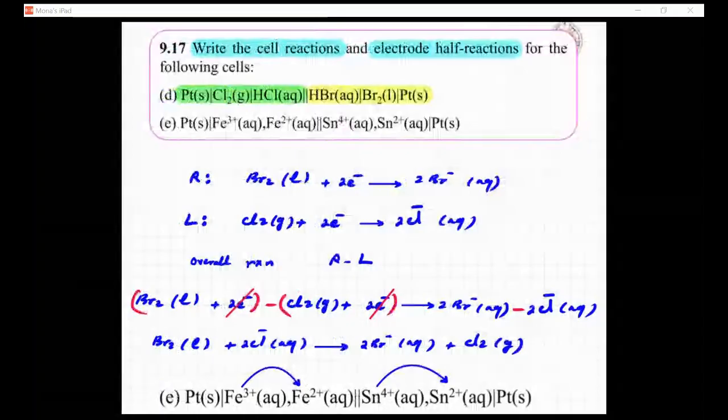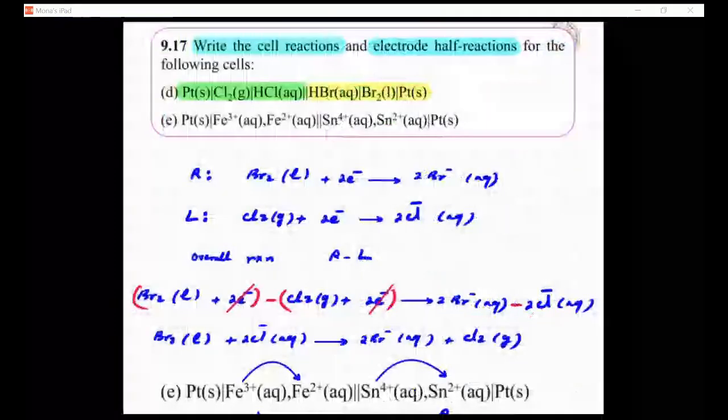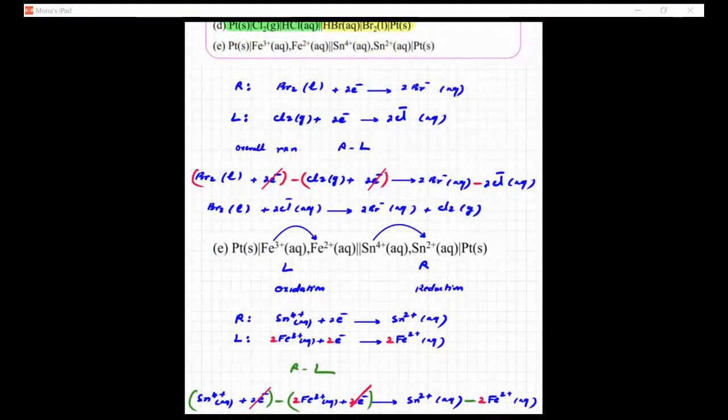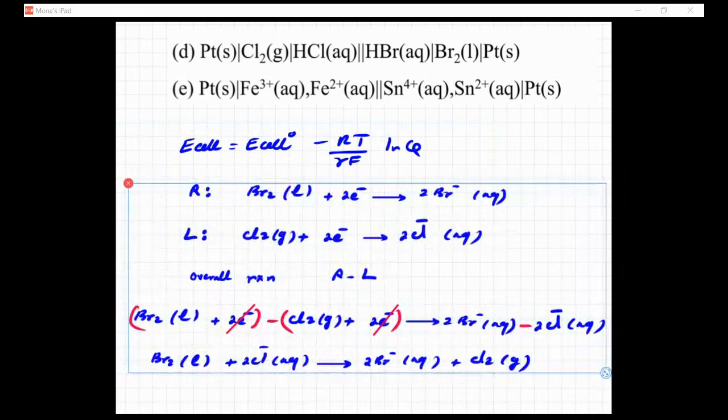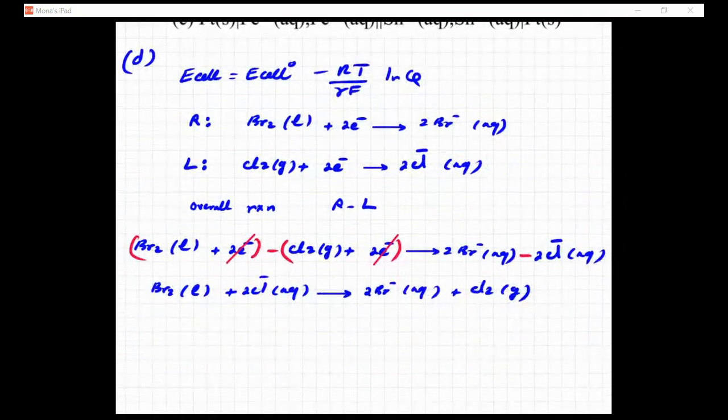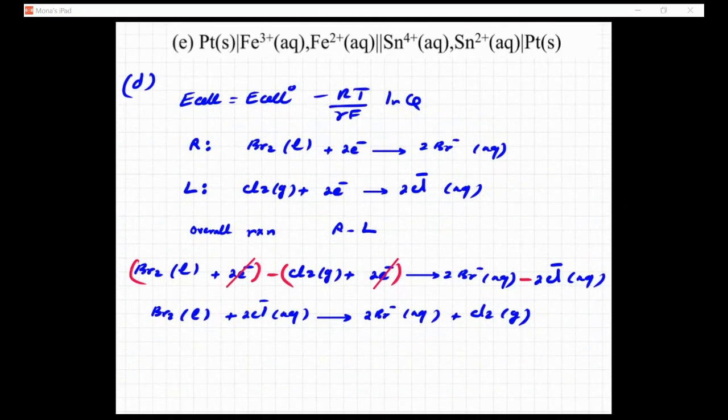So I will go back and copy. This is what we had previously, right? I will copy all this, just to make sure that we have everything, and we can erase what we don't need. So that is part D now. What is it we have in part D? It says, write the Nernst equation. So as to write the Nernst equation, I will of course have to have the overall reaction.